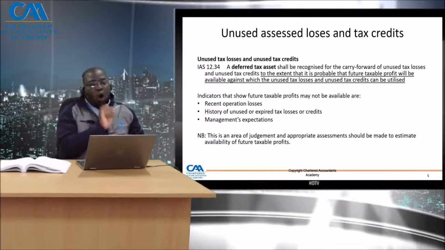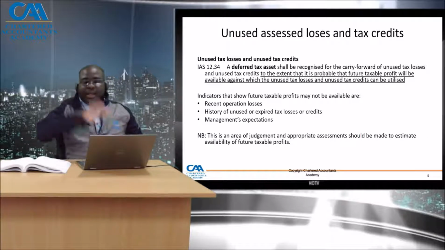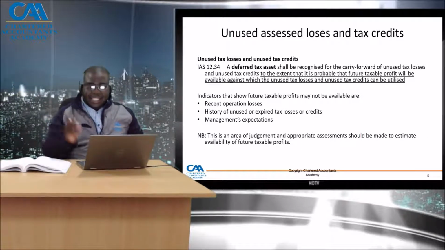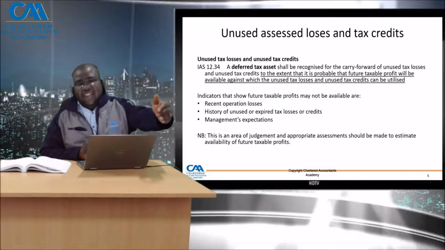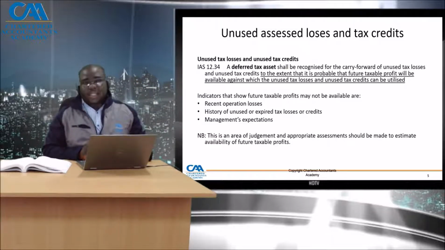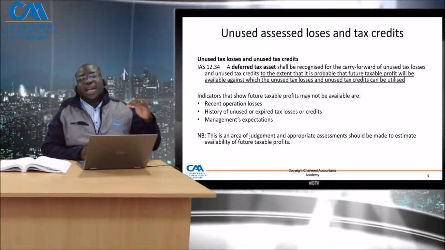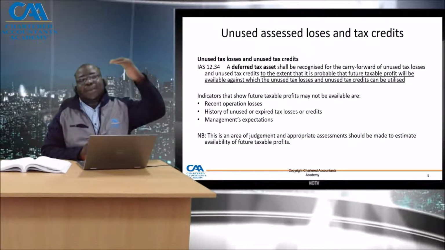So you can only recognize a deferred tax asset. In other words, you are saying this will reduce my future current tax. So by reducing a future current tax, that's a possible asset today. It has happened now, that's why we should recognize it now, only when you have got something to deduct.